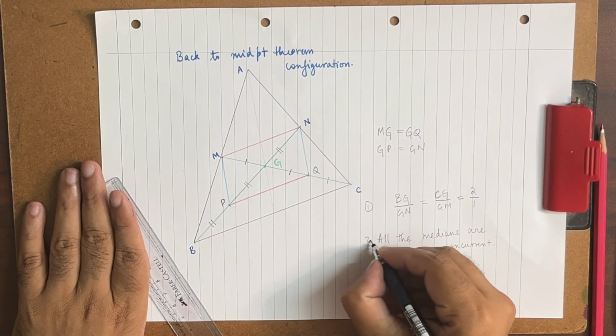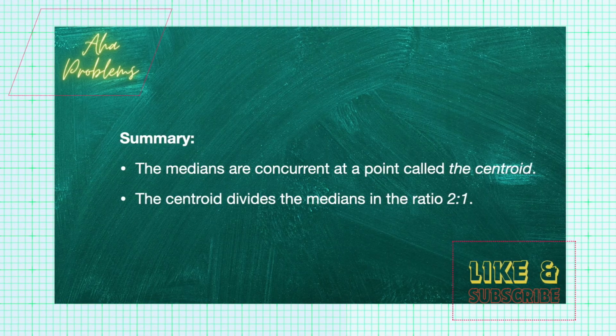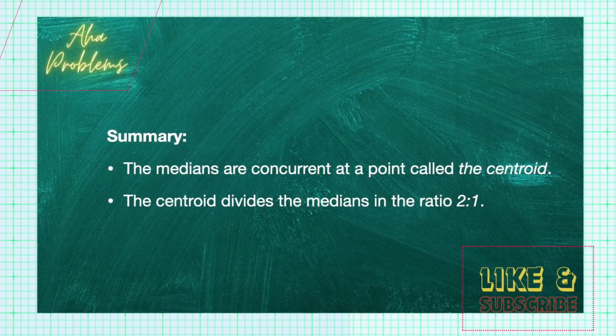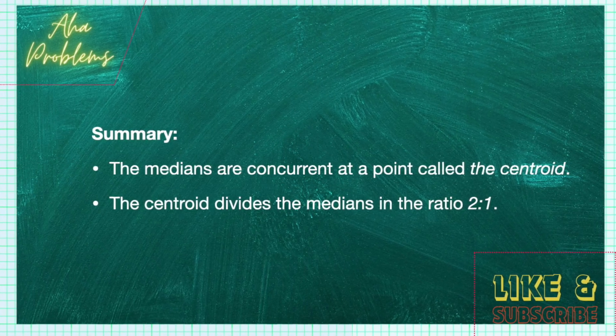So you proved two things here. In the next video, we will use these facts to show that the altitudes of a triangle are concurrent, and we'll discover the Euler line.